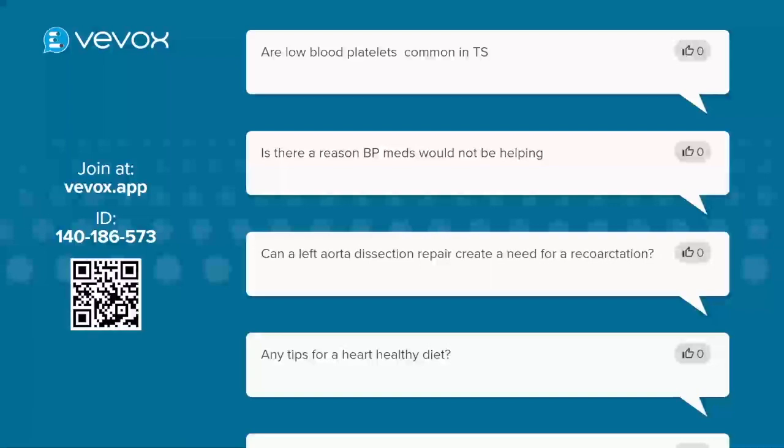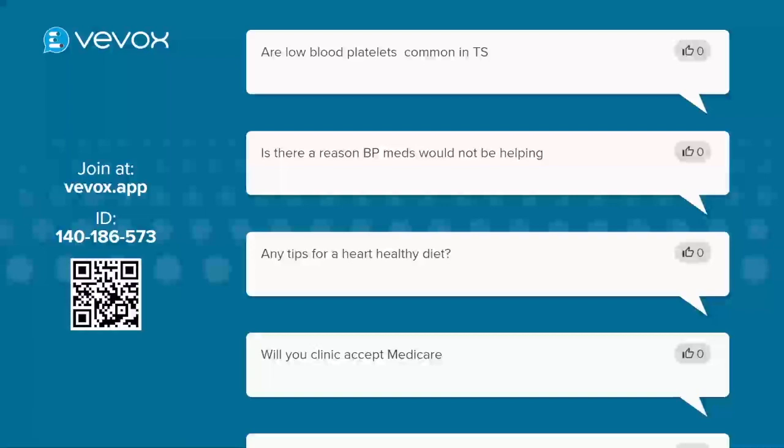Can a left aorta dissection repair create the need for recoarctation? I think what that might be is, can you have problems with the coarctation if you've also had a dissection? Not typically. So typically it works the other way around. Dissections can happen at the sites of coarctations, frequently decades after the repair. This is the reason why I mentioned that you have to monitor those sites with an MRI or CT scan, because they can develop aneurysms, and they will not cause symptoms until the aneurysm gets large enough and can potentially dissect. So there is a relationship between coarctation and dissection, but it's probably a little different.